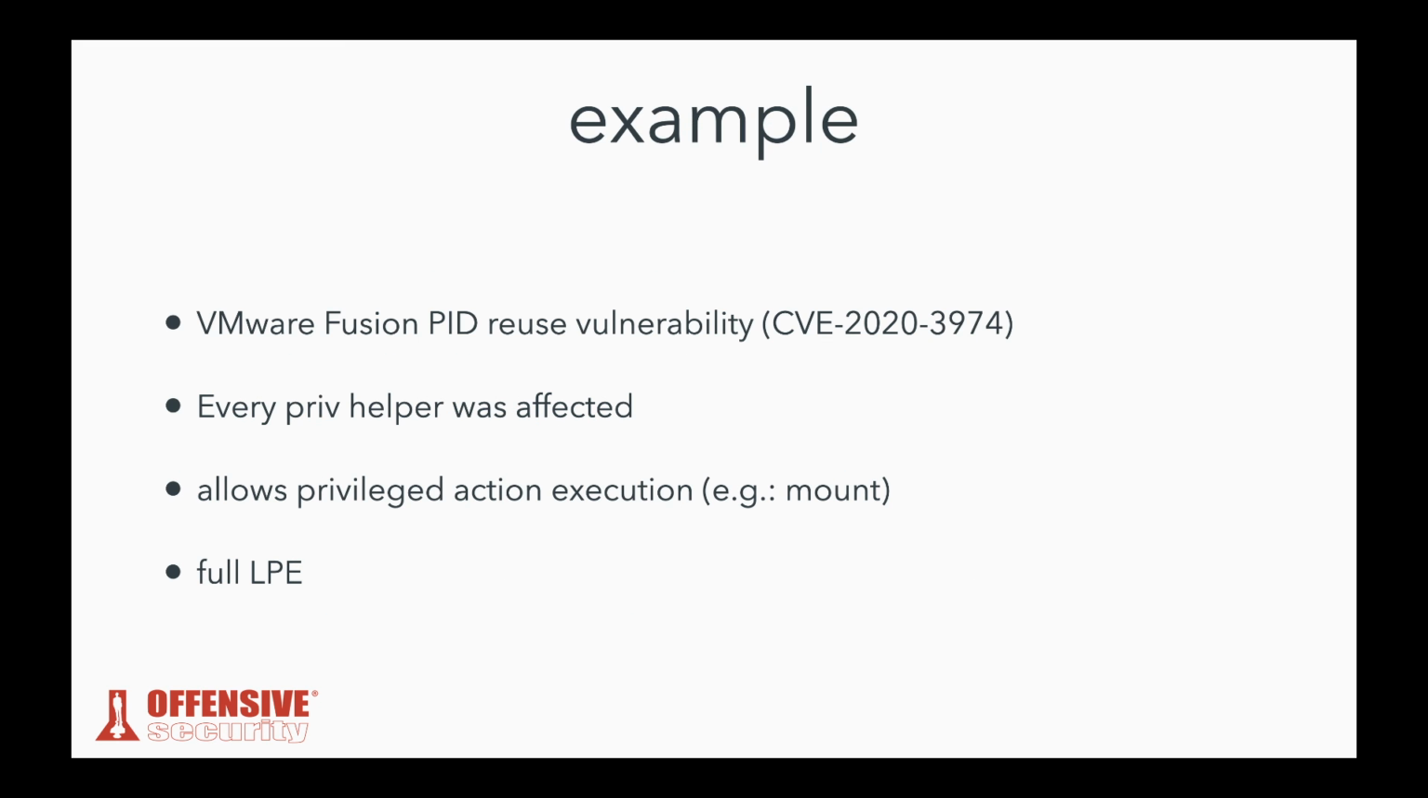An example for this: VMware Fusion had a PID reuse vulnerability, so you can talk to the VMware helper tools because all of them were affected with this kind of attack, and you could do privileged action execution, or someone actually found a full-blown privilege escalation using this vulnerability.